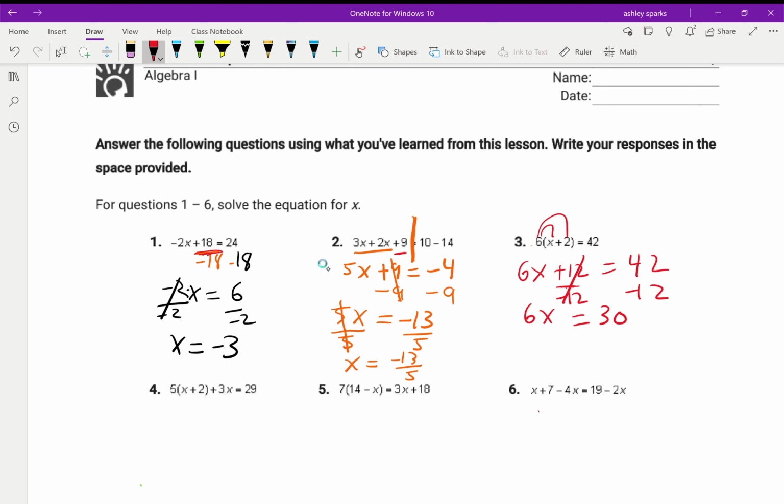Now, just like my 5 and just like my negative 2, I have multiplication happening. So I've got to use the opposite action of division. Those 6s canceled, which gets my x all by itself, and 30 divided by 6 is a nice round 5.